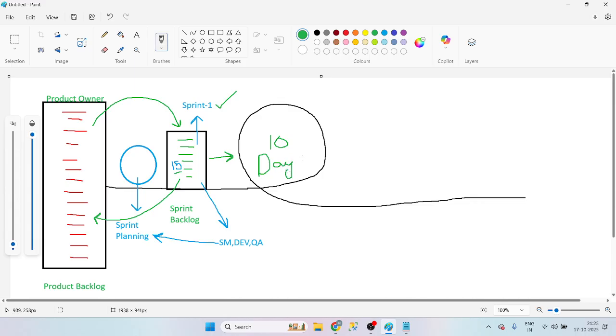After completing these 10 days, we are going to submit these tickets on the 10th day, first half or second half, in front of the product owner. In this meeting, we are going to call this meeting the sprint review meeting, guys.